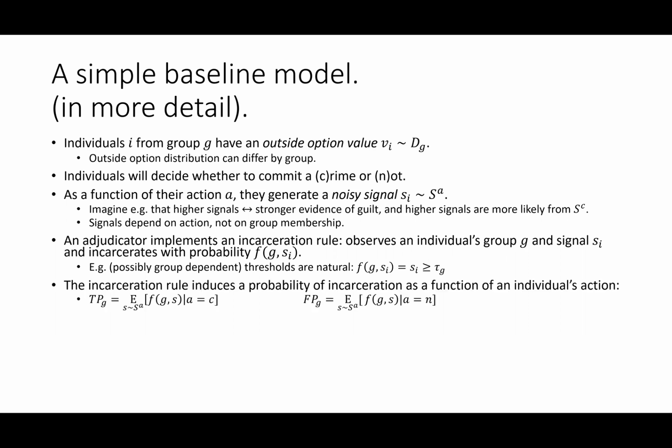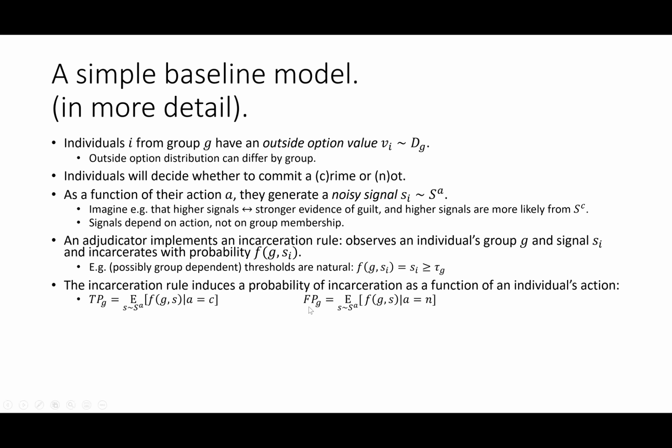Okay, now, once I set the incarceration rule, this is going to feed back into individuals' decisions of whether they want to commit crimes or not. Because once I set the incarceration rule, this determines what your chance of going to jail is as a function of your actions. So for example, I can talk about the true positive rate of my incarceration rule. That is just the probability that you go to jail given that you commit the crime. It's just the expectation of this function f of gs when s is drawn from the crime signal distribution.